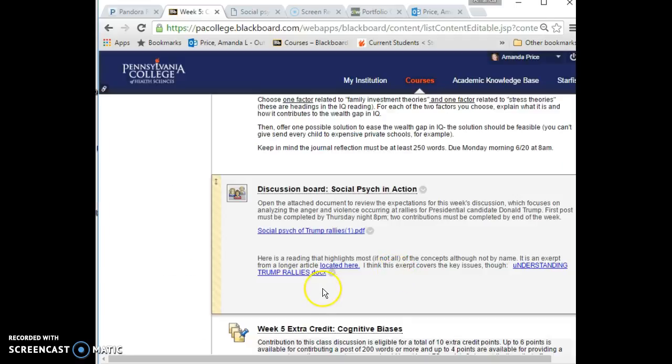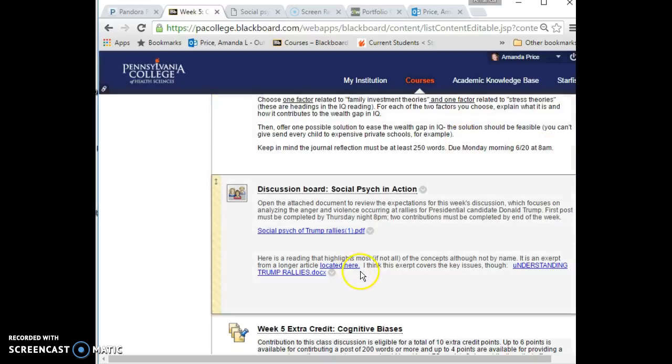I mentioned that there was another article that I provided. This one right here is an excerpt from a longer article, and the article was written by a woman who was not a Trump supporter, but who attended the rally, I guess kind of incognito. And although she doesn't actually state the social psych concepts by name, her reporting certainly hints at or gets at some of the concepts that we were discussing this week. All right, so the usual thing: first post by Thursday night, and then two responses by the end of the week, Monday morning.